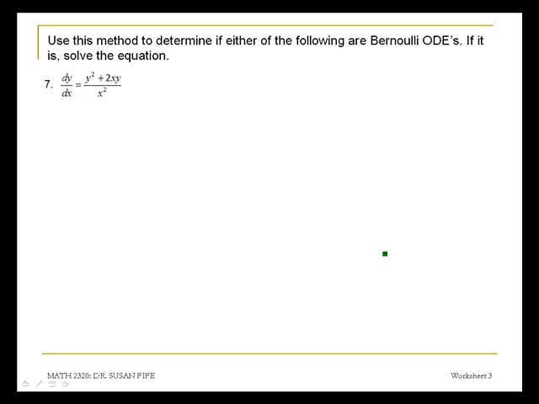On number 7, again, we're looking to see if this is Bernoulli. And you can write this as a Bernoulli ODE by breaking the right side of the equation up into y squared over x squared plus 2xy over x squared. On the second fraction, one of these x's will cancel, so that you get 2y over x.